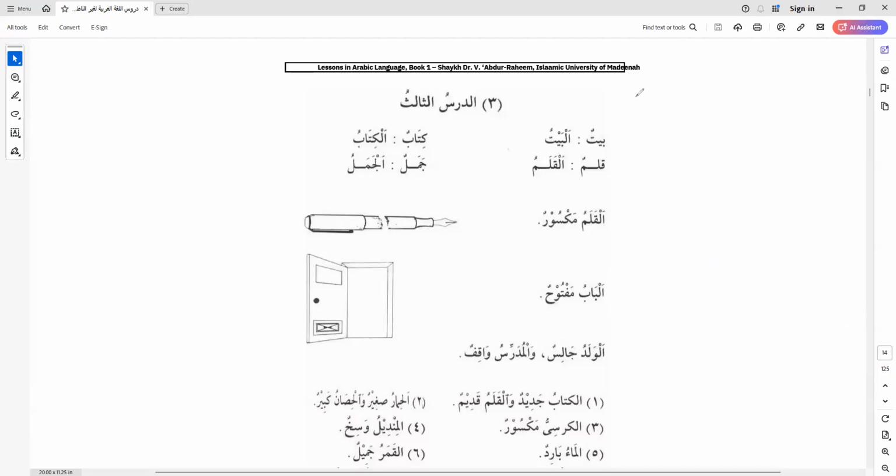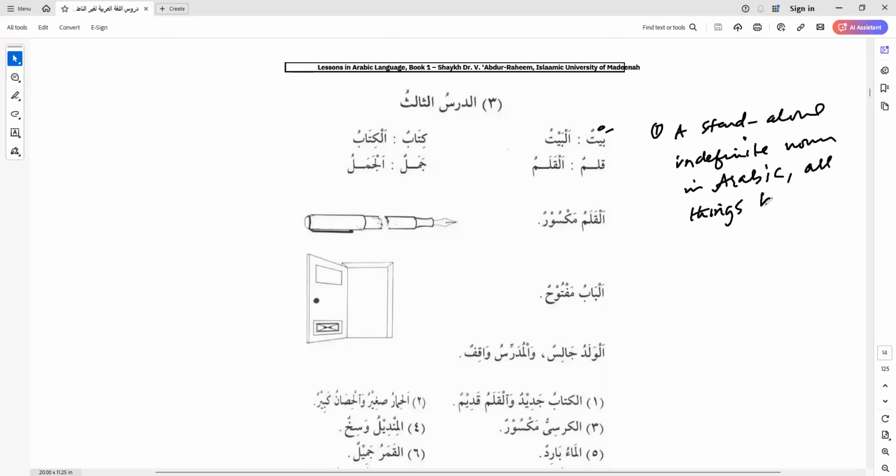So let's look at Bayt. What we have to know is that a stand-alone indefinite noun in Arabic, all things being the same, must end in double dhamma, okay? Must end in double dhamma, like this.